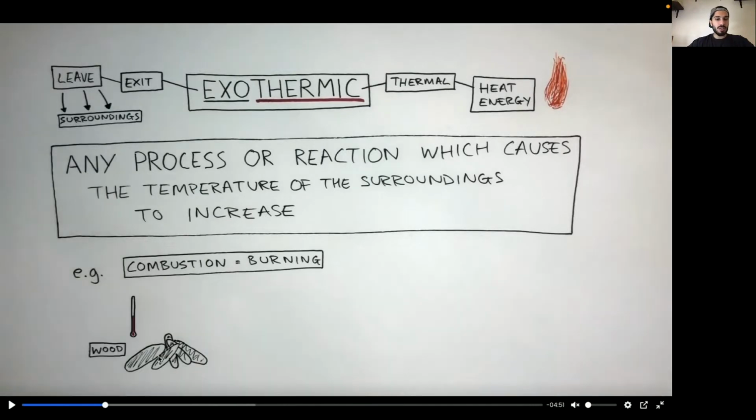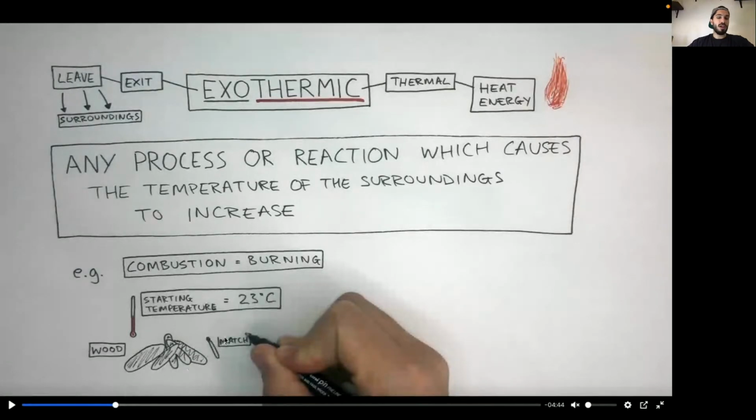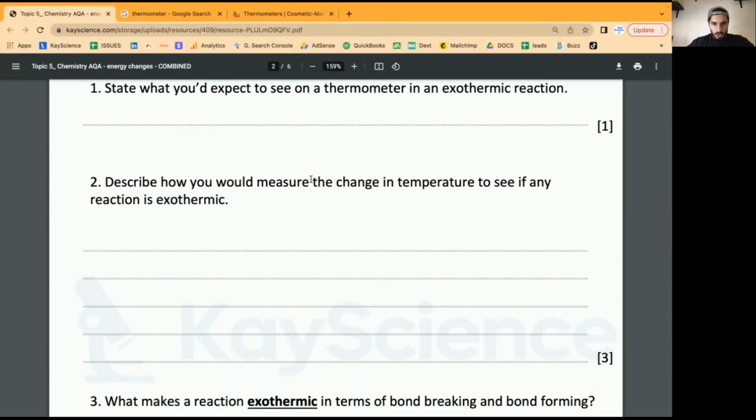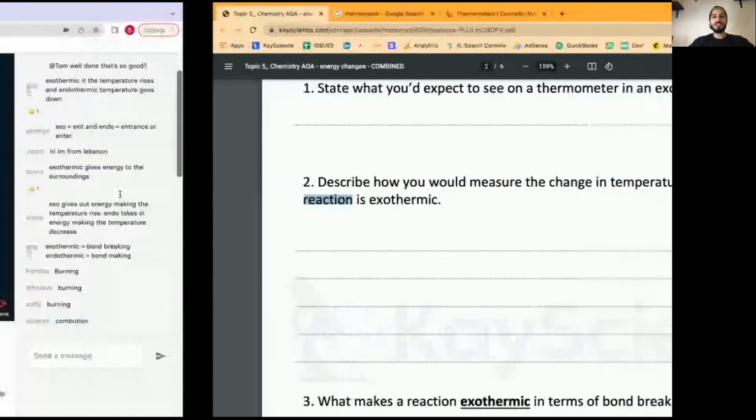So let's say we have some wood and we have a thermometer in the surroundings around that wood. That wood burns. The starting temperature is 23 degrees Celsius. Now we know when we burn this wood, the temperature of the surroundings is going to increase. Imagine we're looking at that chemical reaction we were just looking at, combustion. So now let's go back to this question. Describe how you would measure the change in temperature to see if any reaction such as combustion is exothermic. So how would you do that? Question two.